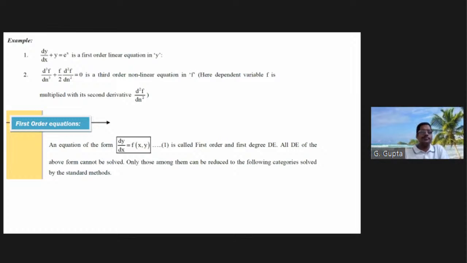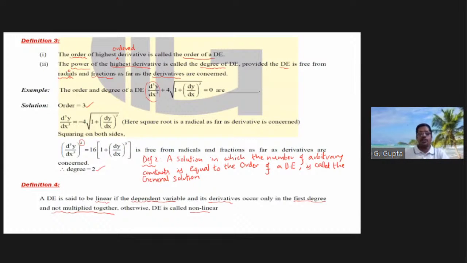So y has power 1, and the first derivative has power 1. These two are not multiplied. The other term is an x term, where x is the independent variable. So it is first order, since the highest derivative is 1. It is a linear equation in which variable? y. We are talking about linearity in the dependent variable only. Why? Because, see the definition: dependent variable and its derivatives. When we say a differential equation is linear, we should first concentrate on the dependent variable and its derivatives.